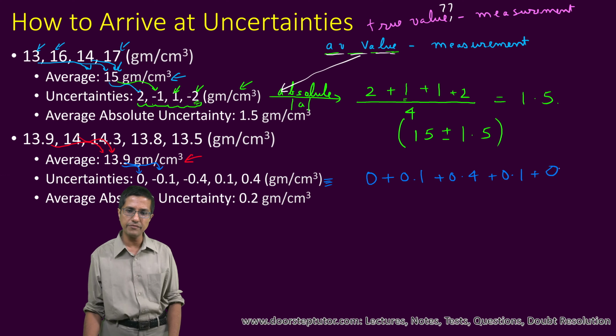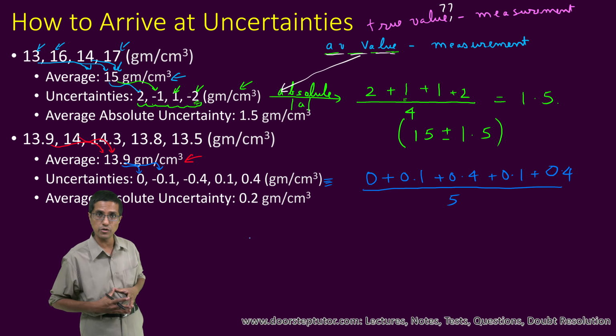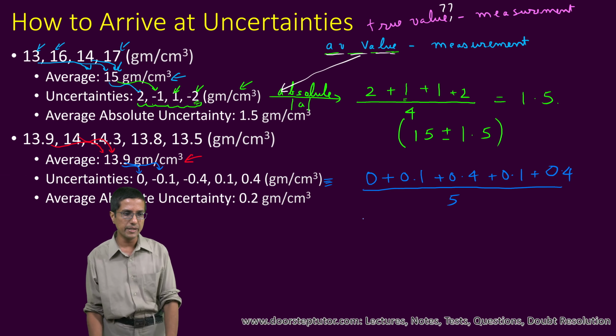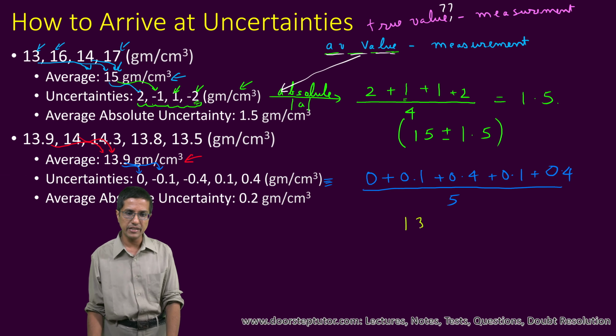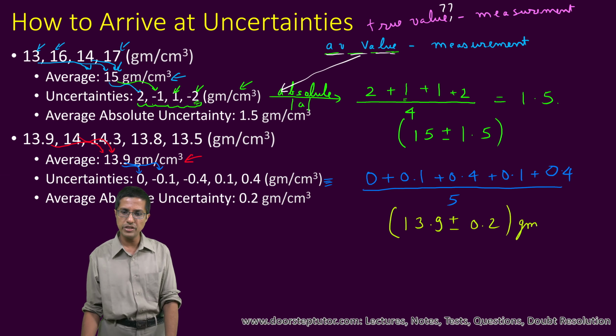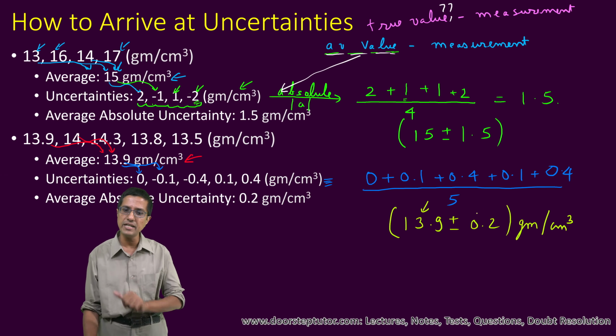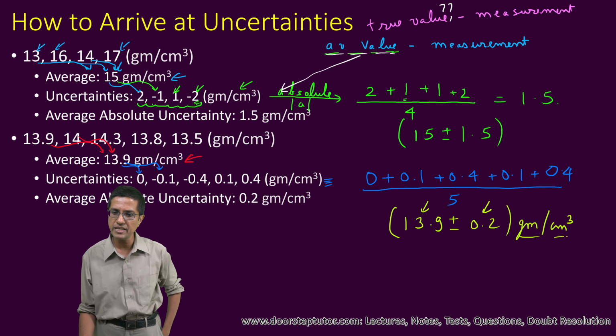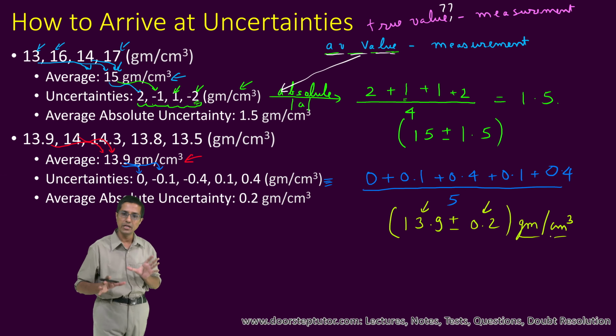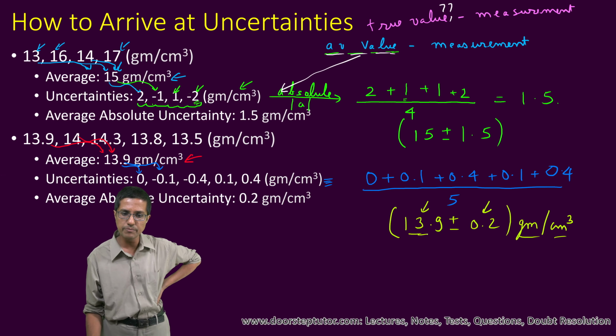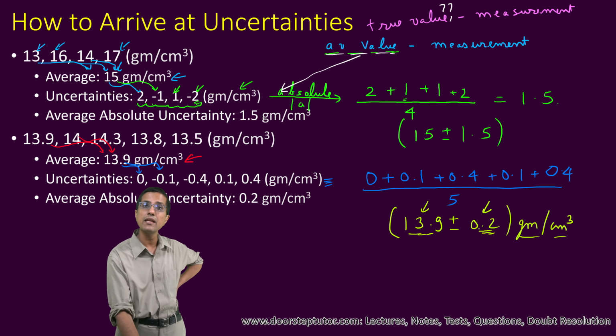Very, very simple. Nothing difficult here. Divided by the total, which is 5. So he took 5 readings, and this comes out to be 0.2. And finally, he would have represented his results as 13.9 plus minus 0.2. And notice that we put the unit outside. So we write both our measurement and the uncertainty, and then we write a unit common to both. So the unit applies both to this measurement and to the error in the measurement.